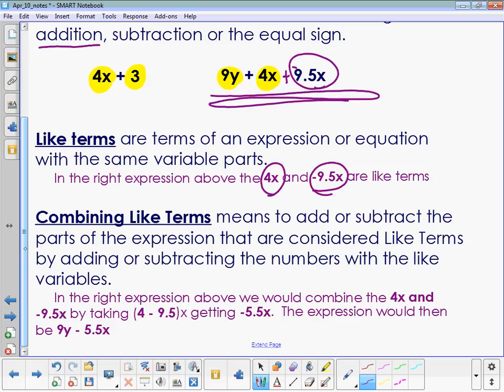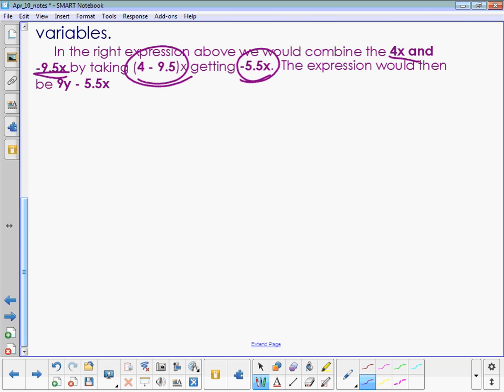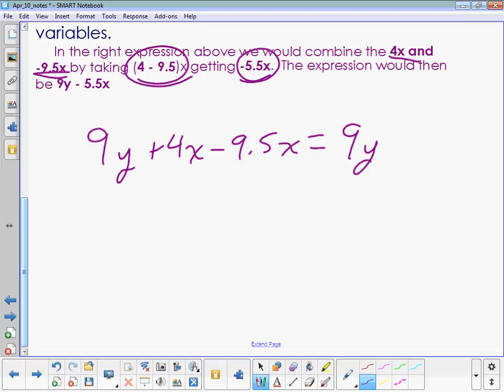What that means is that I need to add or subtract the number in front of the variables. We call that number a coefficient. So what I do is, in my 4x and my negative 9.5x, I go ahead and hook those together. I take 4 minus 9.5, or I can take 4 plus a negative 9.5. Either way, I get a negative 5.5x. So that means that whole expression, 9y plus 4x minus 9.5x, reduces down to just 9y, it's got no buddies so it can't hook onto anything, minus 5.5x. That's what it is. So let's see some of these problems in action.